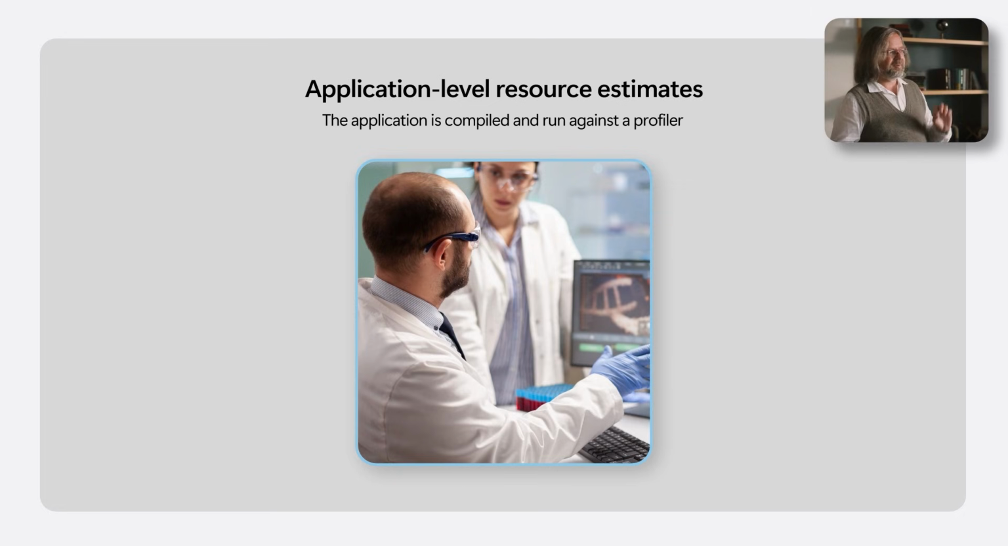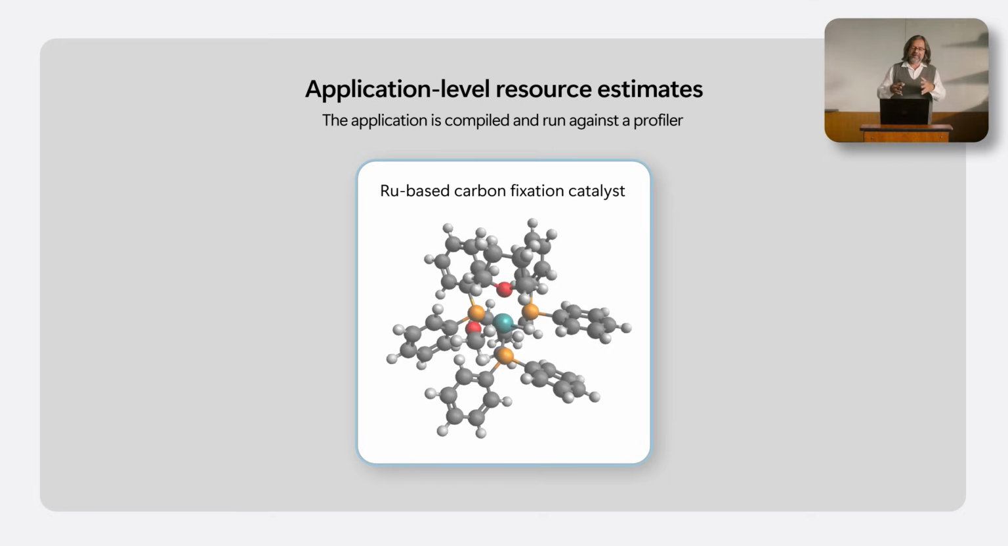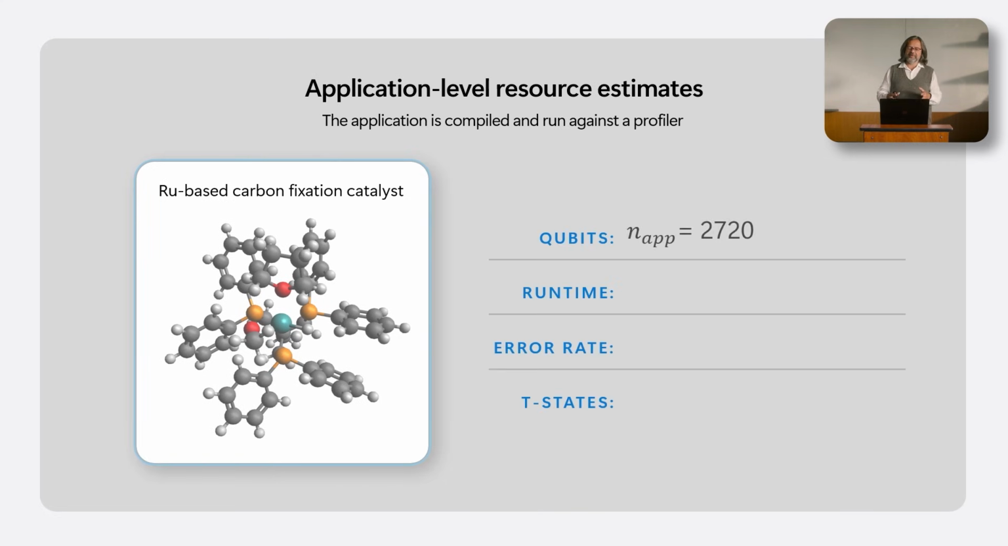And we start with our chemists. The chemists want to know what are the properties of this ruthenium-based carbon fixation catalyst. And they ask the question, what are the resources I need to run that on a scaled quantum computer? And running the quantum program against the resource estimator tells them they will need 2,720 qubits for the application. It will take about 1 billion clock cycles to run it. They need an error rate of better than 10 to the minus 15 and about 1 billion T-states.